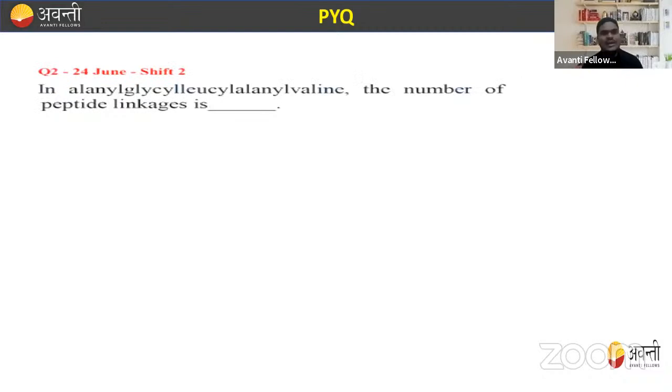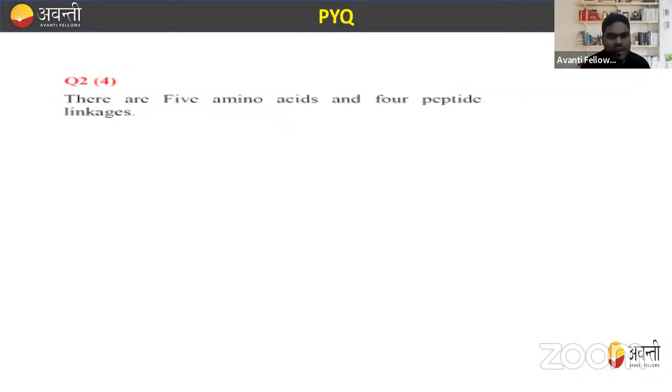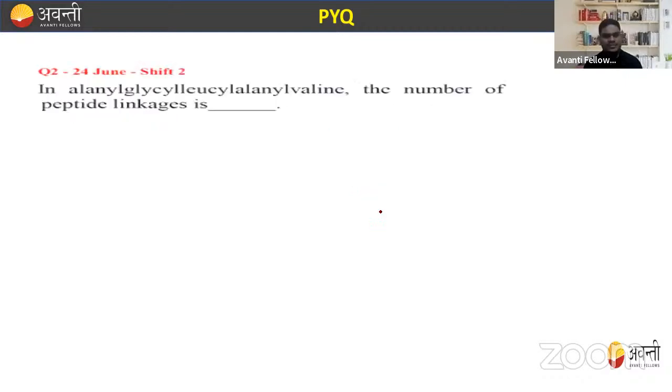Okay. Now, in Ala-Gly-Leu-Ala-Val, find the number of peptide linkages. So we know that the names of the amino acids are given as 3-letter words. Out of these, you can easily calculate the number of peptide linkages. There are 5 amino acids, so we can use the formula: the number of peptide linkages is always equal to n minus 1, where n is the number of amino acids. So it comes out to be 5 minus 1, that is 4. So the number of peptide linkages is 4, right?